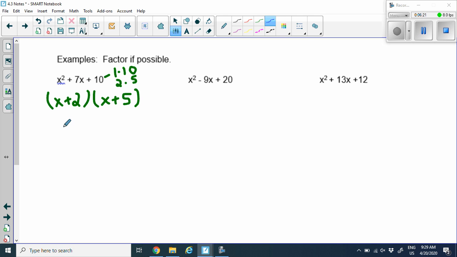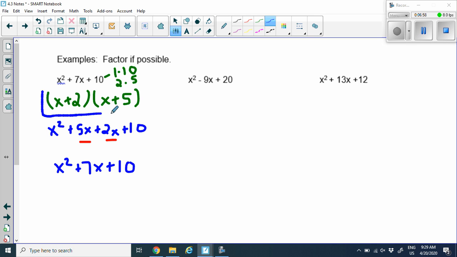Okay, I do x times x. I always do that. Then I do x times my 5. I get a plus 5x. Then I do 2 times x. That gives me 2x. And then 2 times 5 gives me 10. Okay, don't forget you have to combine your like terms. So that's going to be the 5x and 2x. So I get x squared plus 7x plus 10. And that is basically what I had at the very beginning. So that means I factored correctly, and x plus 2 times x plus 5 is my answer.